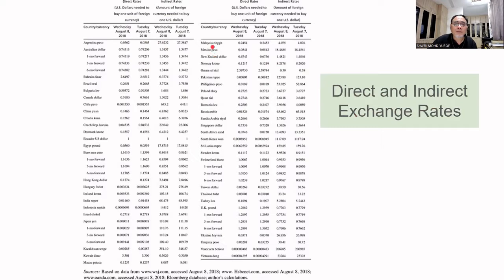Okay. So Malaysia is somewhere here. Malaysia, $0.24 per 1 ringgit, but 4.07 ringgit to buy $1. But now it's 4.3 ringgit to buy $1. So compared to euro, 0.86 euro per dollar.